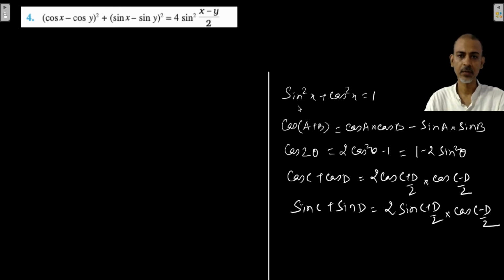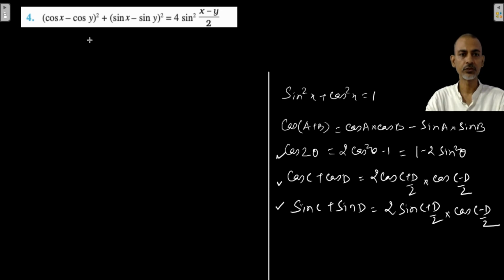So first formula is sin square x plus cos square x equals 1. Then we have cos of a plus b. Then we need to know cos of 2 theta in two forms probably, one in cos square theta form and another in sin square theta form. Then this evergreen formula of cos c plus cos d, which we will be making use of pretty often, and then sin c plus d. So these are some of the formulae which we'll be making use of. Now let's start with the exercise first.